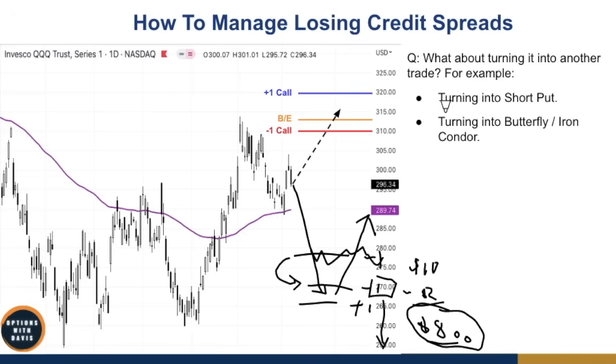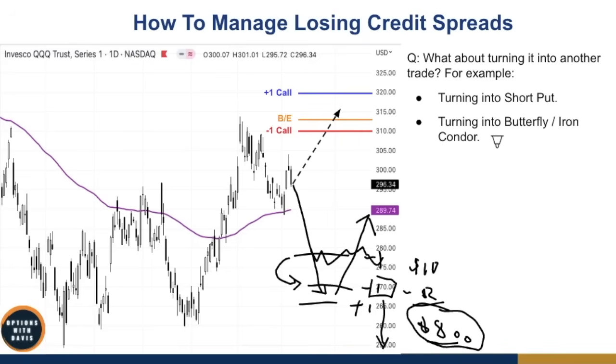That is why I do not really like to put it on. Can it work? Definitely, it can work if you are right on the trade and it goes up. But if it goes down, then you're going to lose much more than what you initially allocated to the trade in the first place. So that's my take on converting it to a short put.